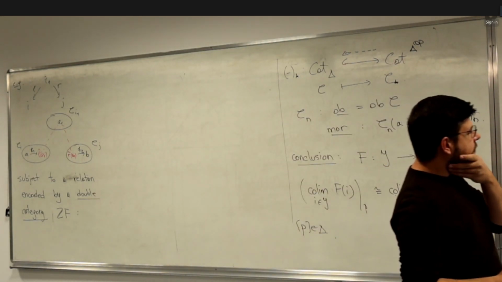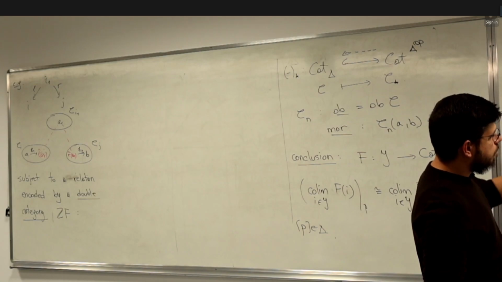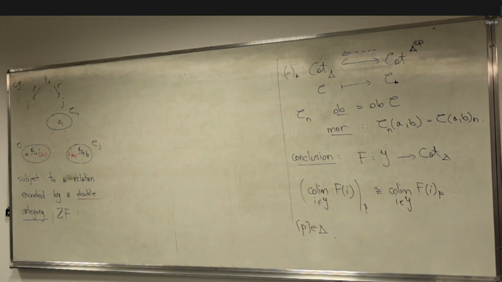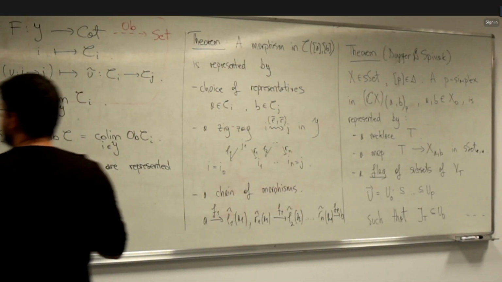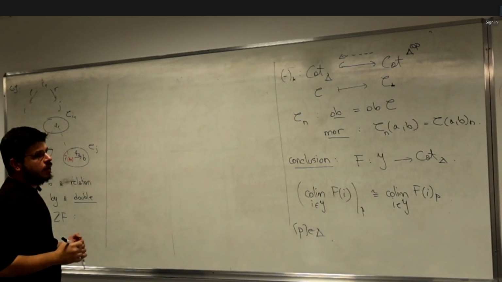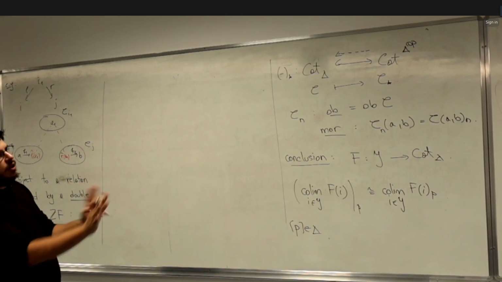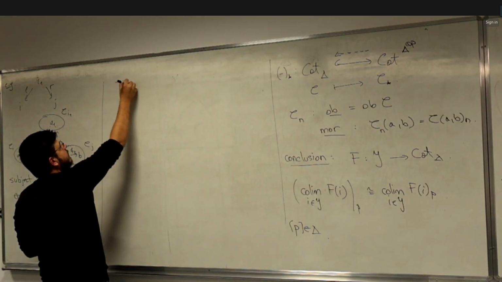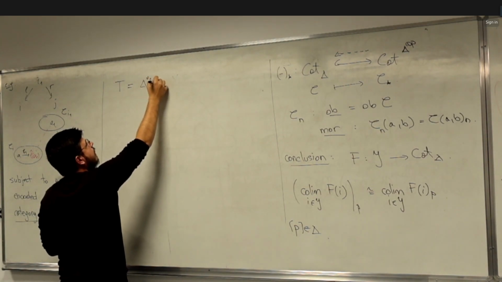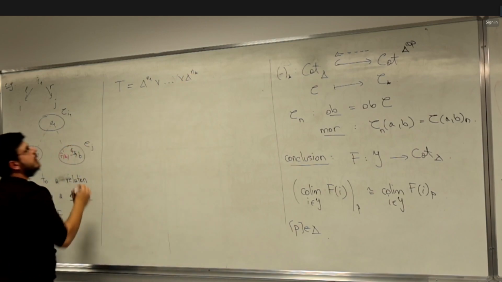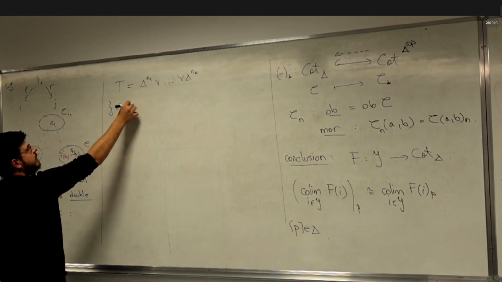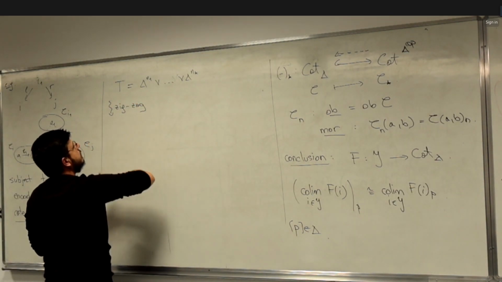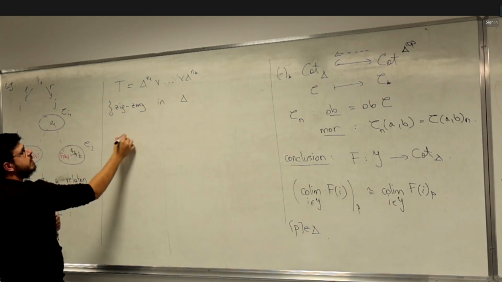So you could see, at least on the level of data, you can directly make a connection between this set and this set. Okay? Because you can interpret, maybe I should just write what those are. So the connection between those sets of data is the following. If I have a necklace, a necklace can be interpreted as a zigzag in the category delta. So what do I mean?